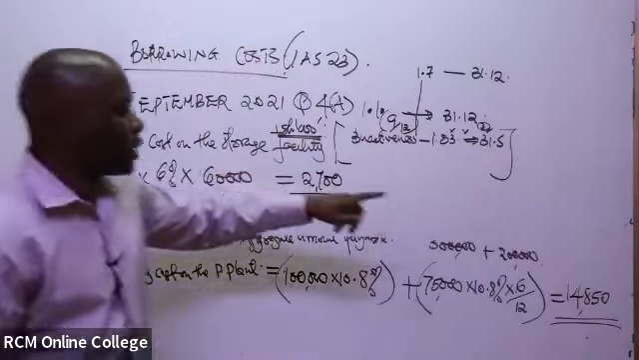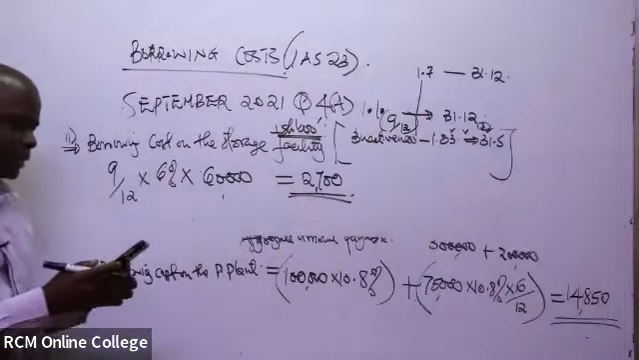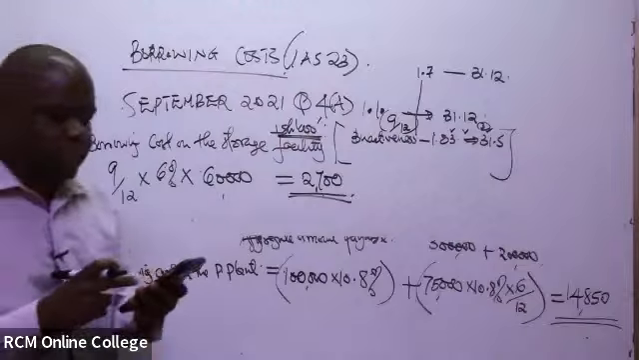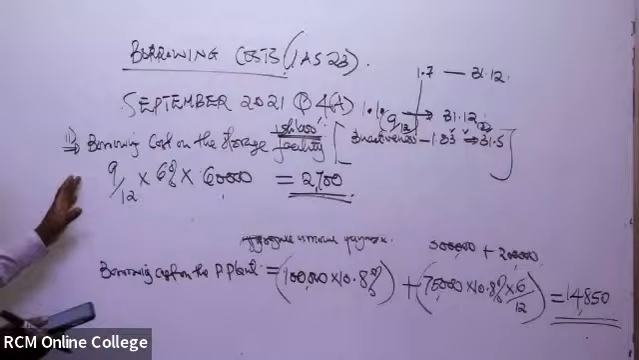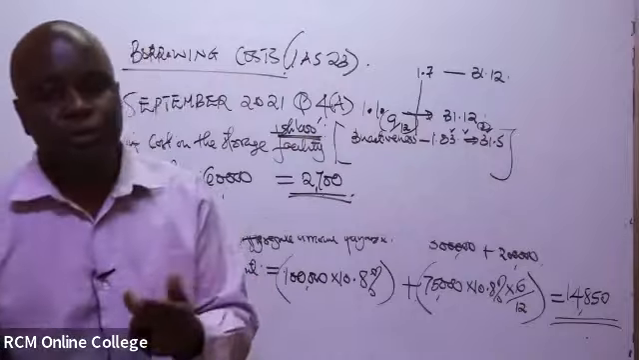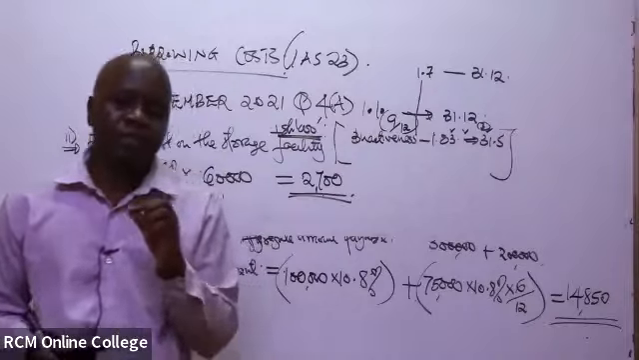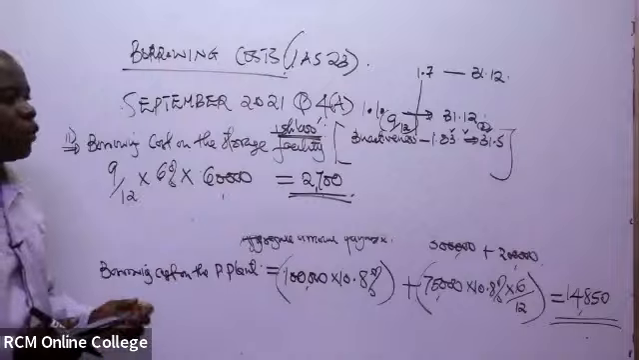And of course, the other was the borrowing cost to be capitalized for the plant, the plant that was to be constructed. So that is basically how you determine the borrowing cost. Whenever an asset has been financed by 2 loans, you have to determine the capitalization rate that you use to compute the borrowing cost.